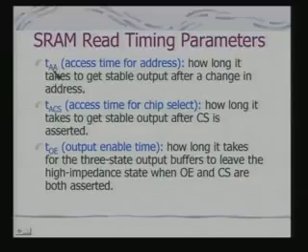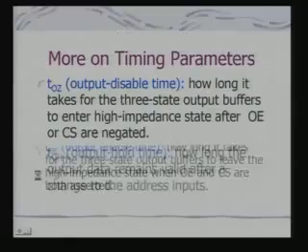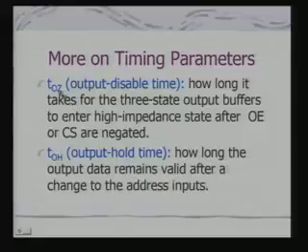So you have found that I have now refined the definition of access time. The access time definition we are now providing with respect to address as well as with respect to chip select, and a parameter is being defined with respect to the output enable signal as well. This is the TOZ, which is output disable time. How long it takes for the 3-state output buffers to enter high impedance state after OE or CS are negated. And TOH is the output hold time, how long the output data remains valid after a change to the address inputs.